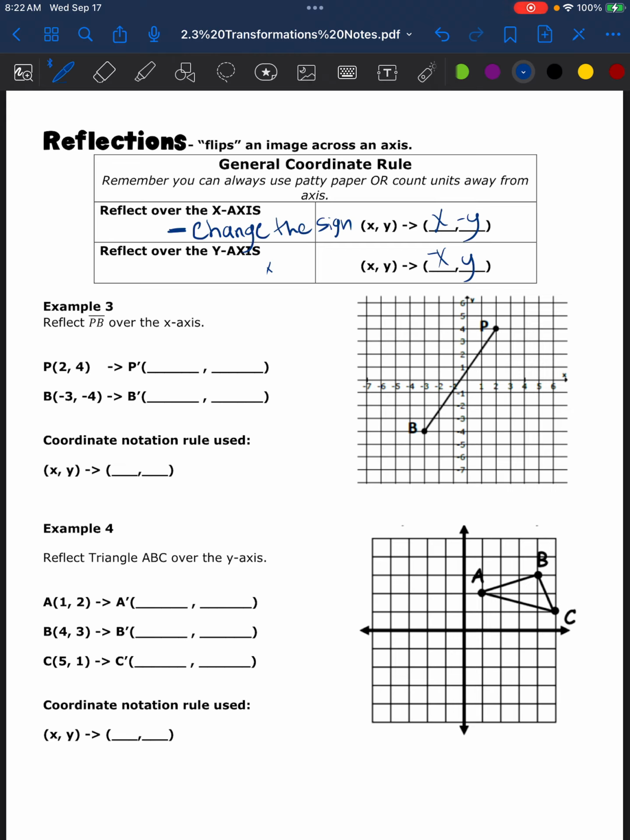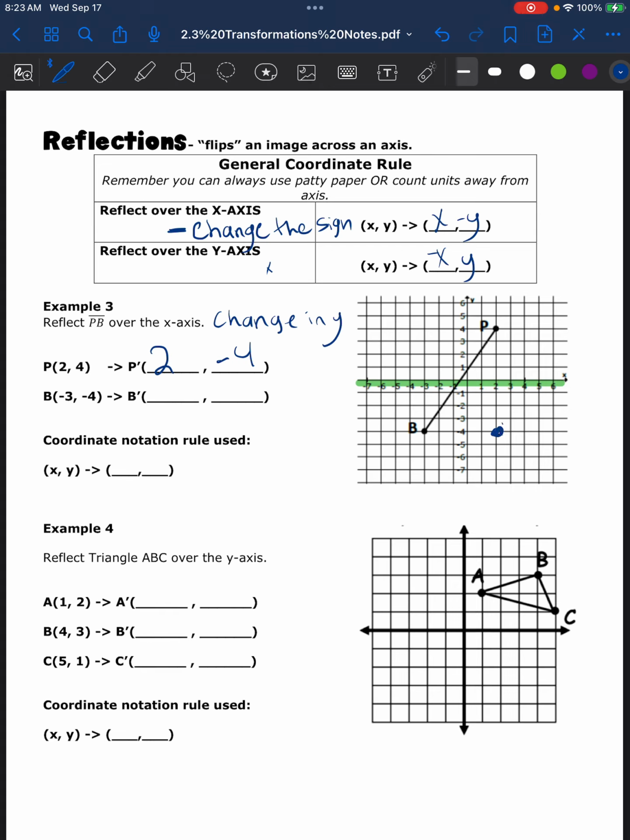Okay, so it says reflect PB over the X-axis. So the X-axis is over here. I like to highlight it so I know what I'm doing. So you can follow the rules and say, well, I want to reflect over the X, so that's a change in Y. So my points for P were 2, 4. So then it becomes 2, and I change the Y, and it was a positive 4, so it becomes a negative. So 2, negative 4.